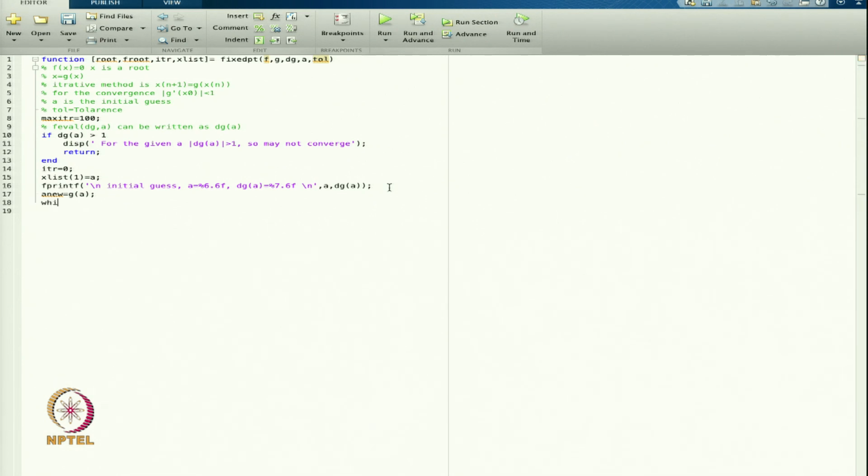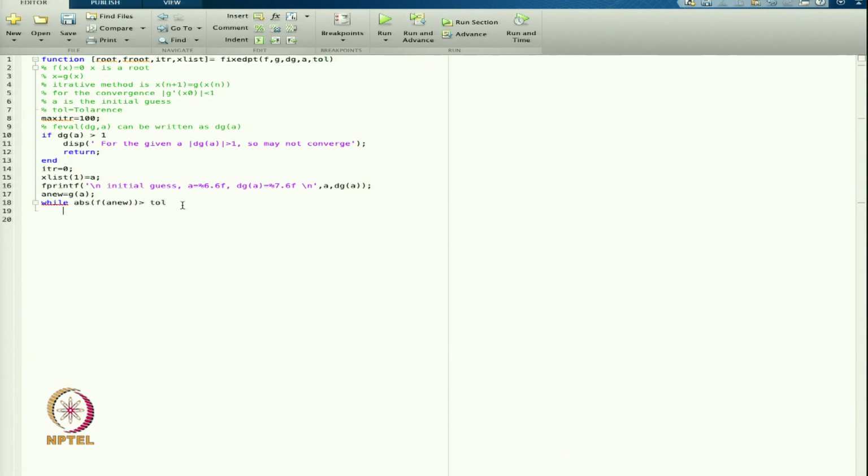Now, I will start my while loop. So, while the absolute value of f at a new is greater than tolerance, because I know that if we are going close to the root, the value of f at the root will be 0. So, it is close to 0. So, I am checking whether its value is greater than the given tolerance.